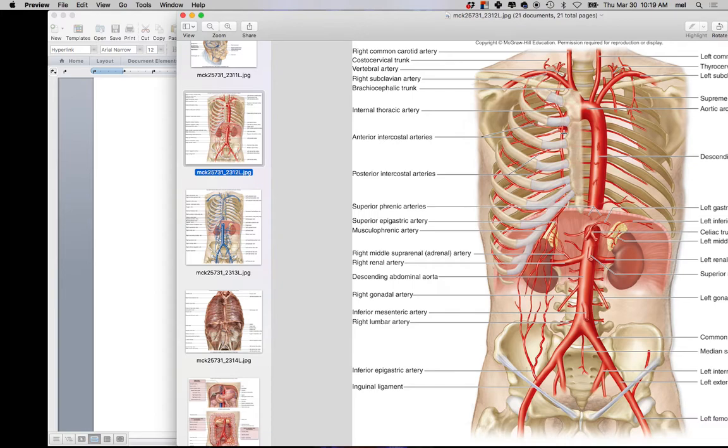Brachiocephalic, then subclavian. From the aortic arch to the brachiocephalic to subclavian. And the left side, what? Aortic arch to subclavian directly. After you get there, it doesn't matter, right? It's the same after you get there.